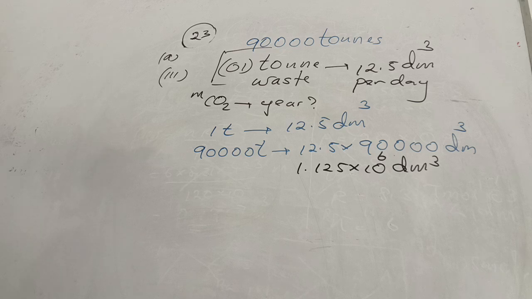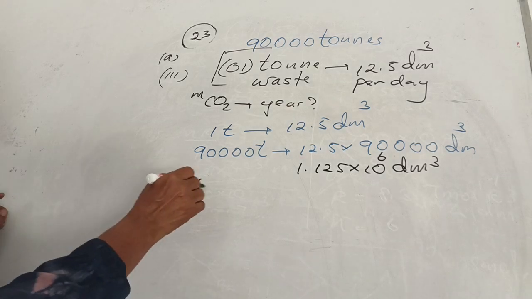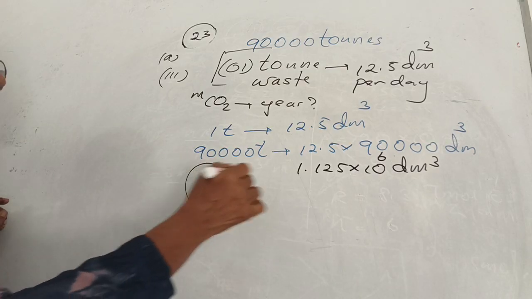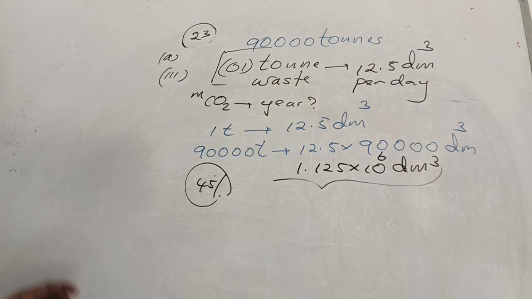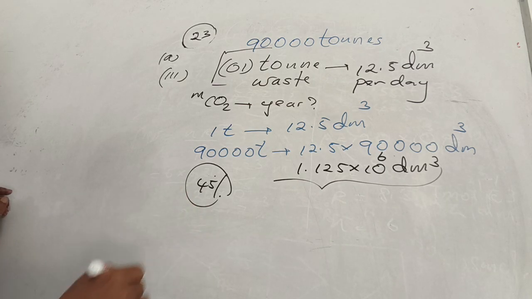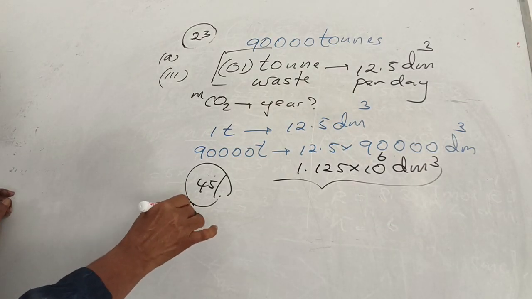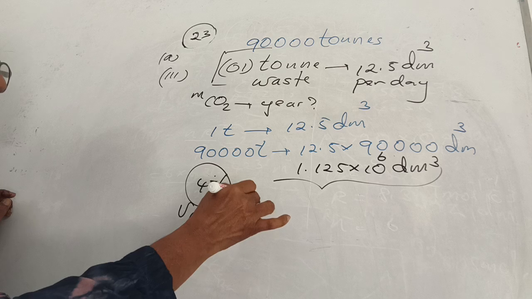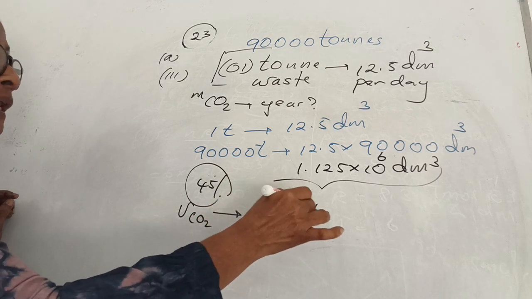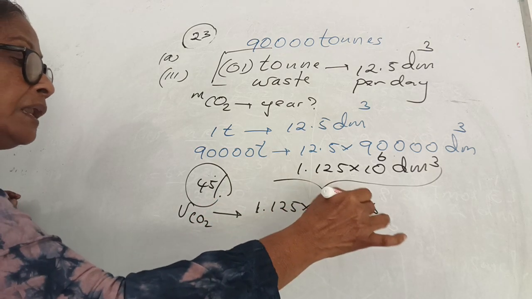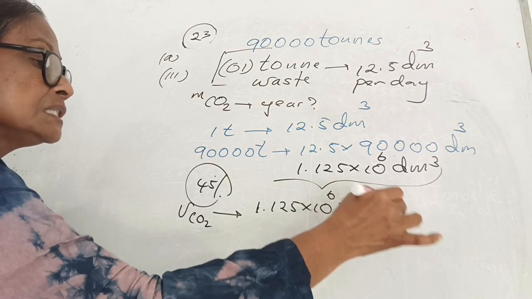The carbon dioxide generated is 45%, because this much gas is not only carbon dioxide, it's methane, nitrogen and sulfur compounds as well. From that amount, carbon dioxide is produced as a percentage by volume. So the volume of carbon dioxide per day is 45% of 1.125 times 10 to the power 6 decimeter cube.